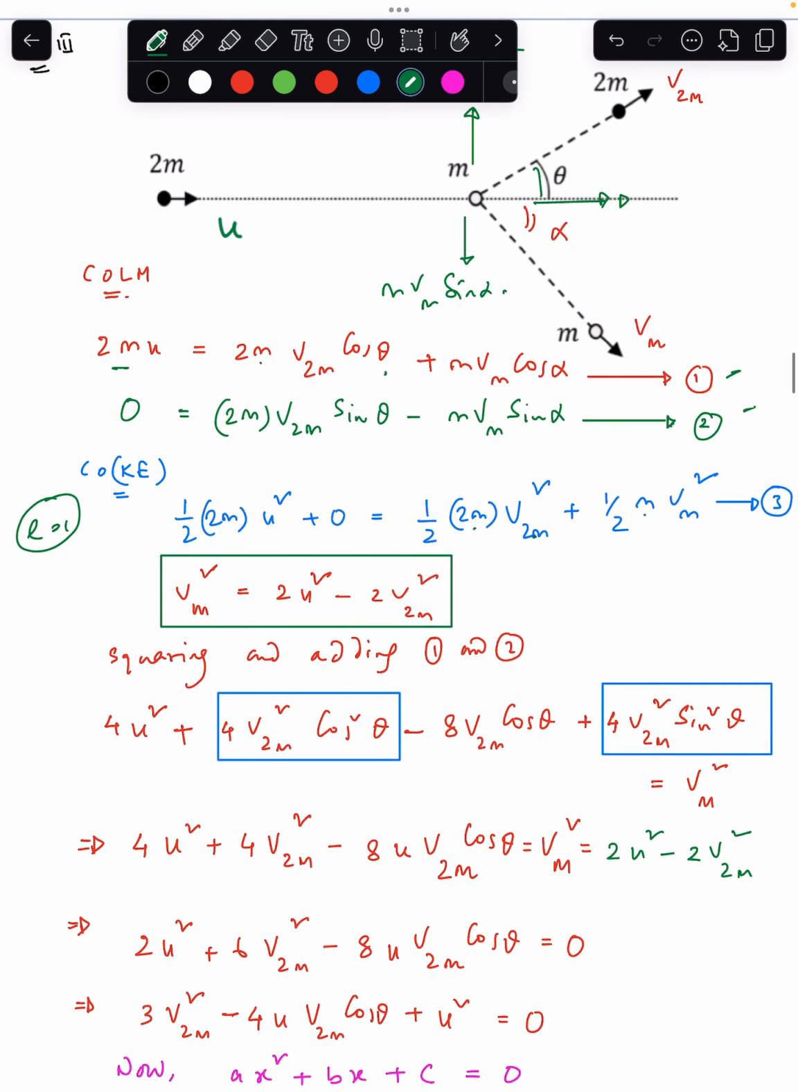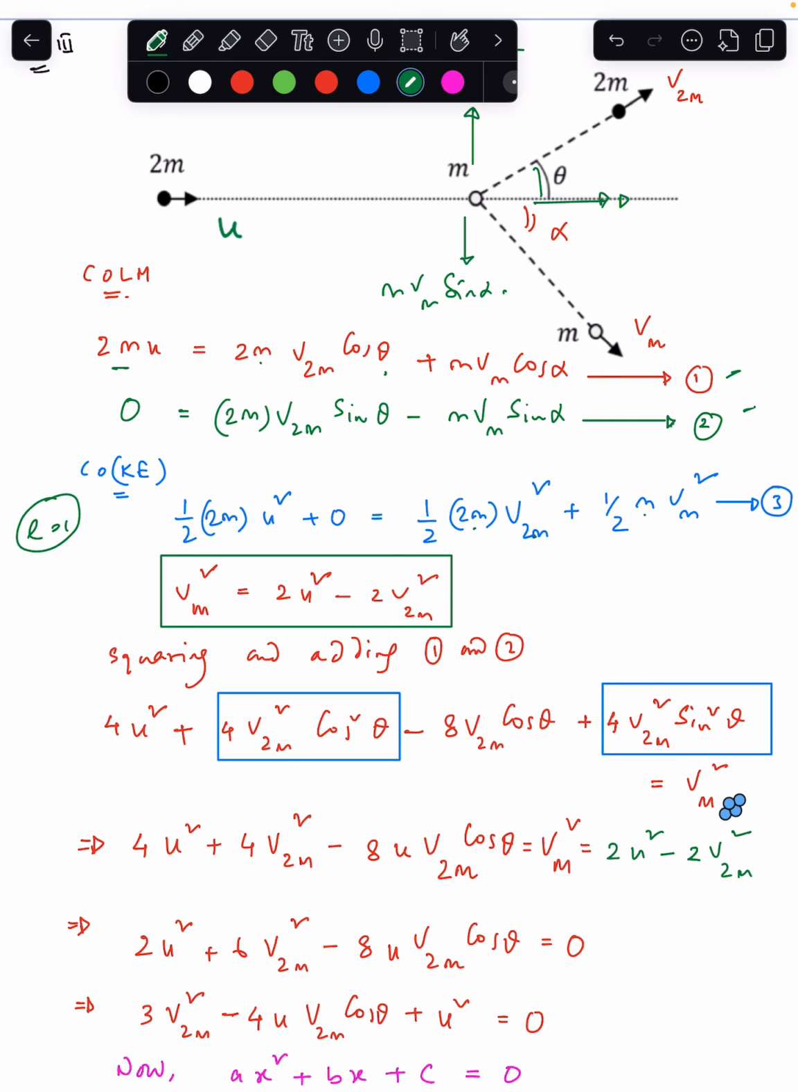Now what I'm going to do, I'm going to simply square and add these two. So if I square and add, what am I going to get? 4u square plus 4 into v2m square cos square theta minus 8 into, as you can check the result over here. So here what will happen actually, m vm square cos square alpha, m vm square sin square alpha will give you 1, right? So this is getting as vm square. You have to manage the calculation very efficiently, correct?